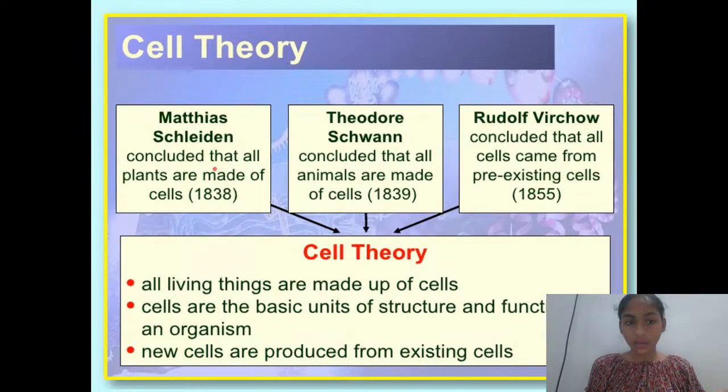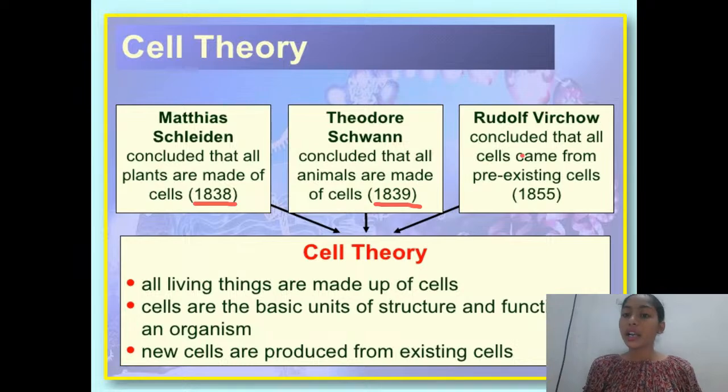Cell theory. Matthias Schleiden concluded that all plants are made up of cells, and this was told in 1838. Please remember the dates, these are very important. Theodor Schwann concluded that all animals are made up of cells, and this was stated in 1839.